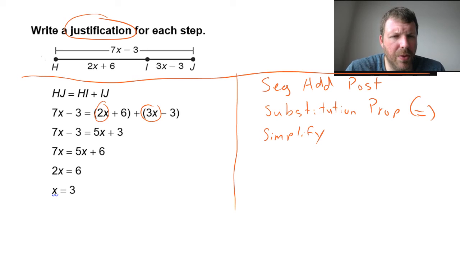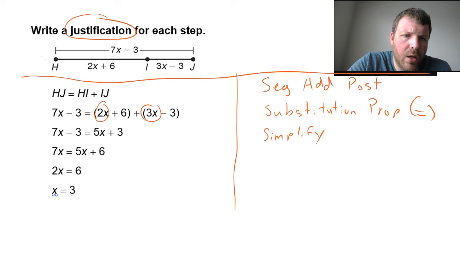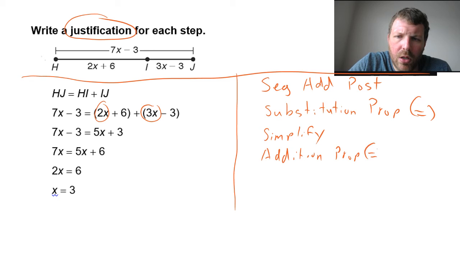All right, so from statement 3 to statement 4, what happened? It looks like this 3 was moved over to here. So they added 3 to 3 to get 6, and then it went away. That would be the addition property of equality.